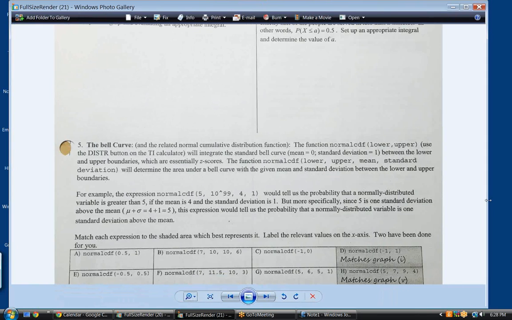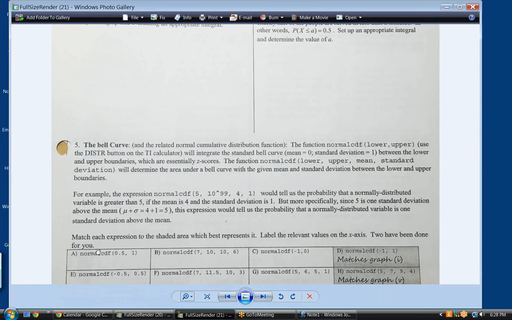I think I know these things like the normal CDF. That's a function you have on your calculator. Yes. That you can come up with that. And it must have 4 parts to it: the lower bound, upper bound, the mean, and the standard deviation. Okay. Yes.